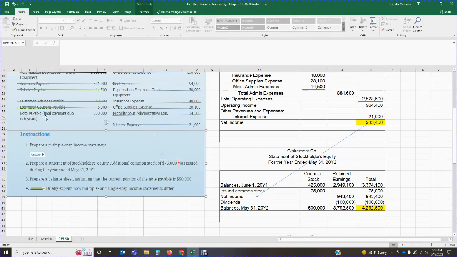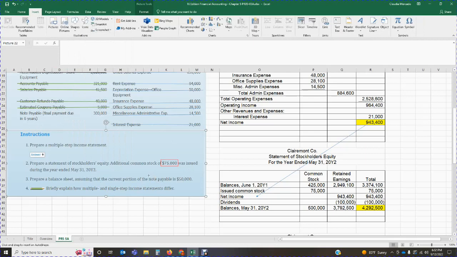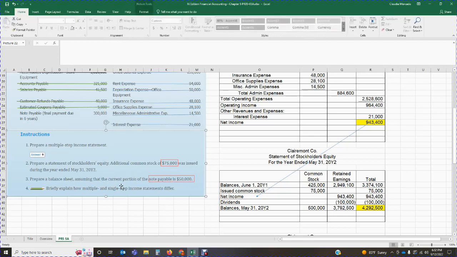And then let's look at this one carefully. It says notes payable. Final payment due in 6 years. So this note is going to be due for the next 6 years. So this makes it a long-term liability. Long-term because it's more than a year. Now, if we look at the problem, it says here that the note payable is $300,000, but $50,000 of it is going to be a current portion of the note. So that means that $50,000 is going to be due within the next year.